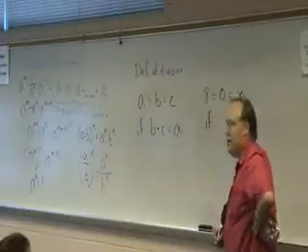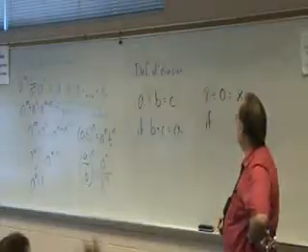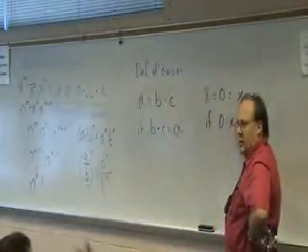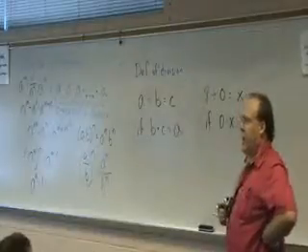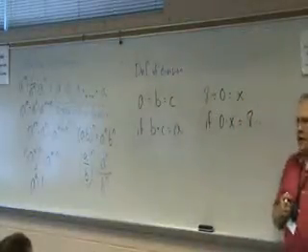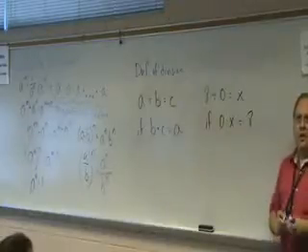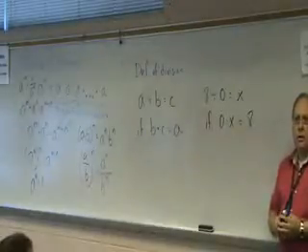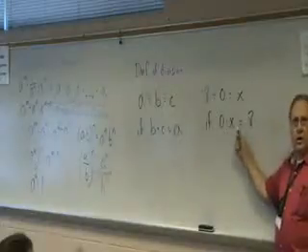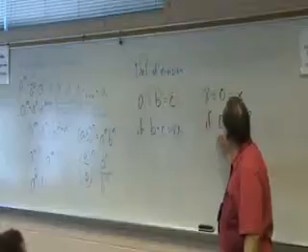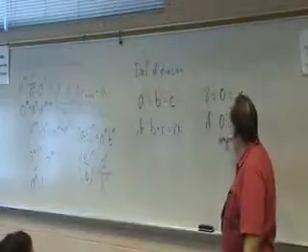If 0 times x is 8. Okay. Now, what can you tell me about this? It's impossible. That's right. Because what do we know? Anything times 0 is 0. Right, all right.